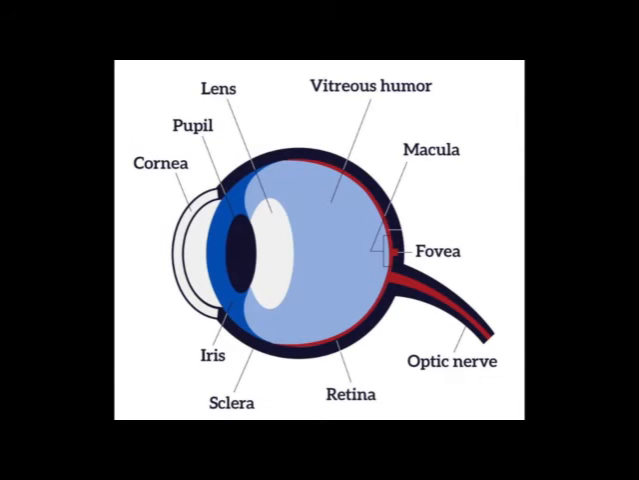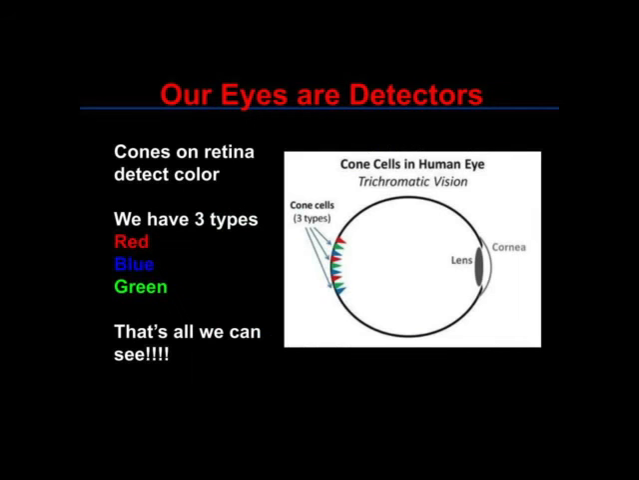Once through the pupil, the light will pass through the lens, where it's refracted even more so that the image is focused directly on the retina. The retina is made up of rods and cones. Rods help us see in low light conditions. Our cones help us see color. We have red, blue, and green cones. They're sensitive to those particular frequencies.